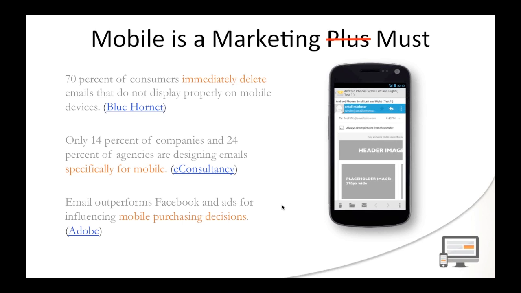Data from Blue Hornet is showing that 70%, and I've seen this from other studies as well, so I think this number is pretty close to the mark. 70% of consumers either ignore or immediately delete a message that doesn't render properly on their mobile device. So if they bring up that phone, they'll read your email and they can't read it, or something didn't load, or there was some situation going on with it, you have zero chance just about of getting your message across.